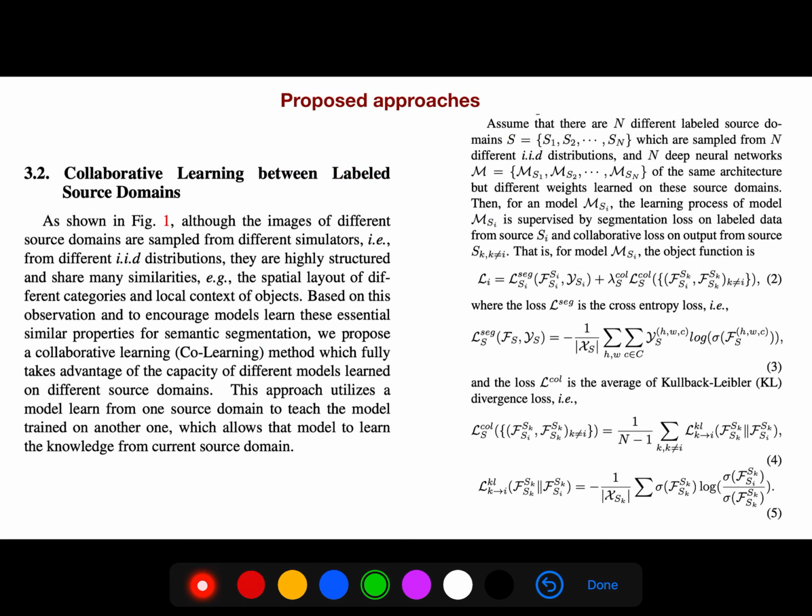So assume there are n different labeled source domains, which are sampled from n IID distributions, and n deep networks of the same architecture, but different weights learned on these source domains. Then for a model M sub S sub i, the learning process of the model is supervised by segmentation loss on labeled data from source S sub i, and collaborative loss on output from source S sub k. And we use simple cross entropy for the segmentation loss.